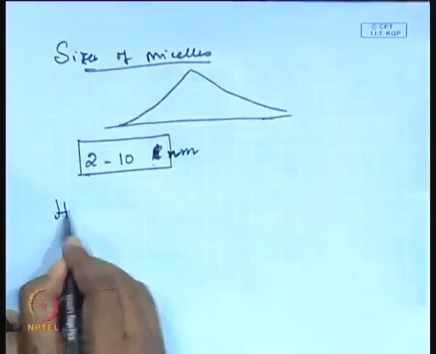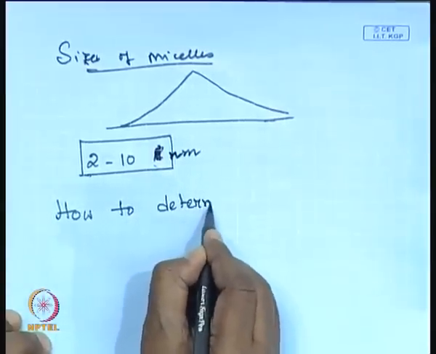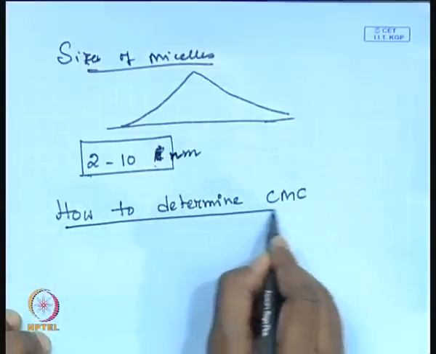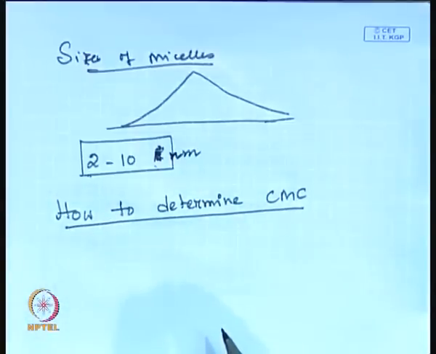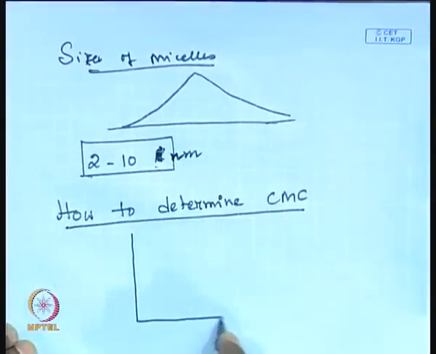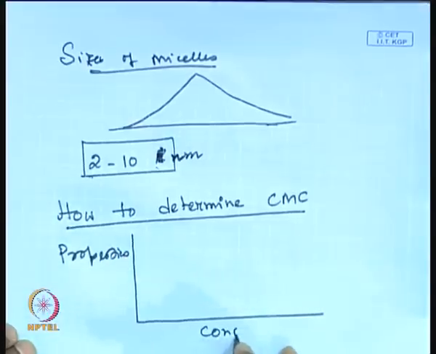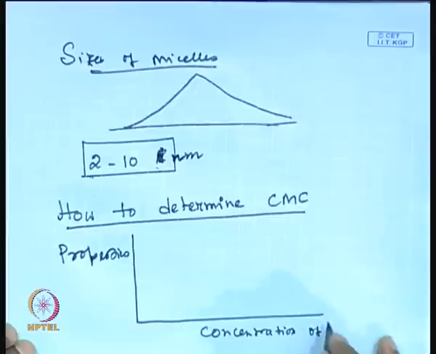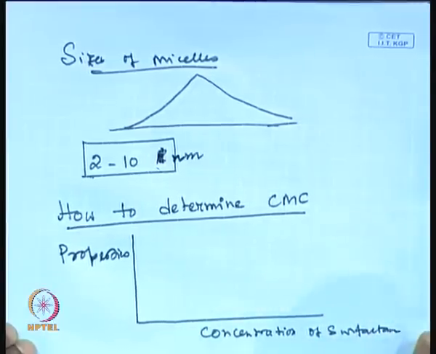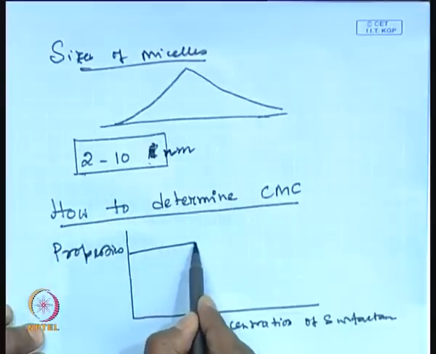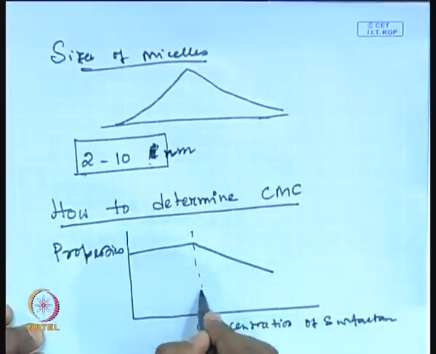Next, we will talk about how to determine the critical micellar concentration, that is very important. There are several properties that change across the critical micellar concentration. If we track a particular property as a function of concentration, then you will see that around CMC the slope of the curve will change. For example, if you plot properties versus concentration of surfactant, the surface tension will be more or less constant, then it will reduce around CMC.